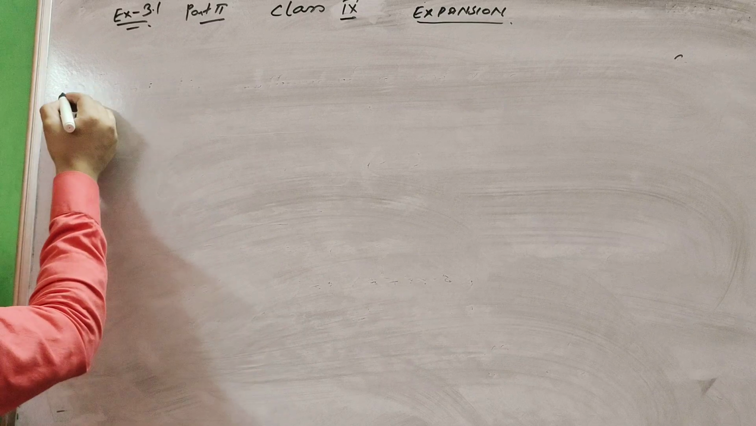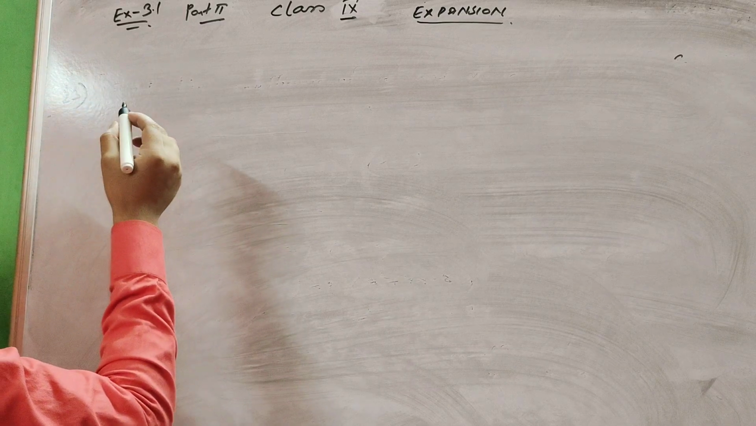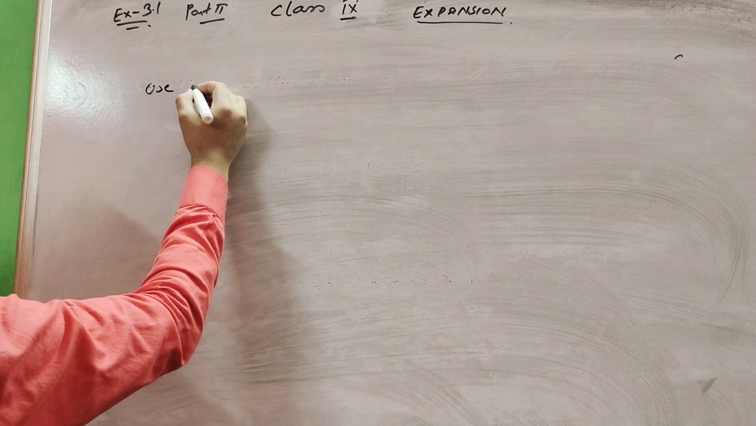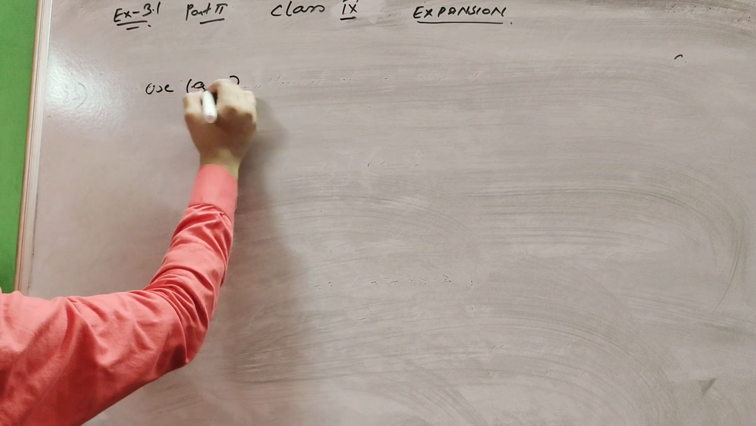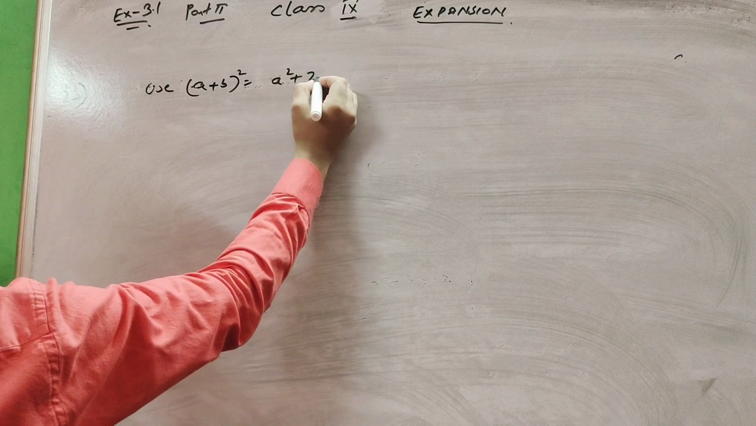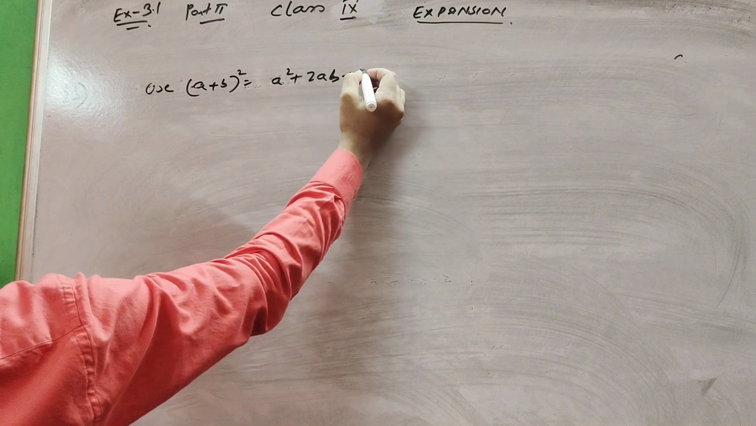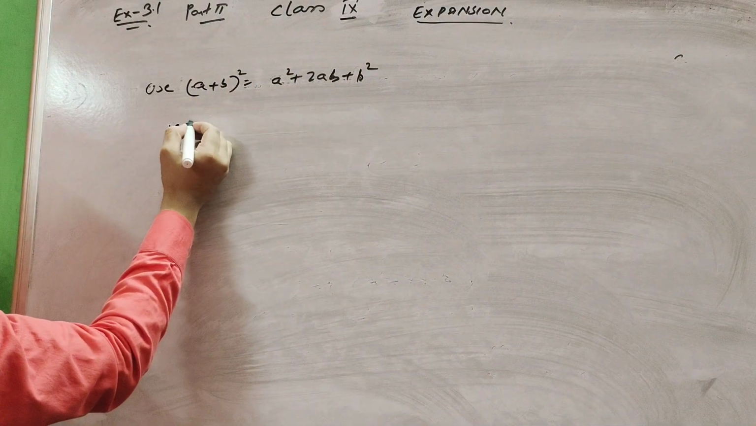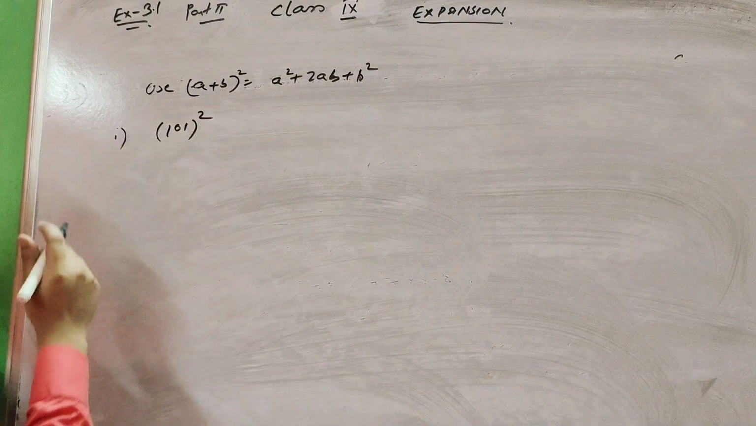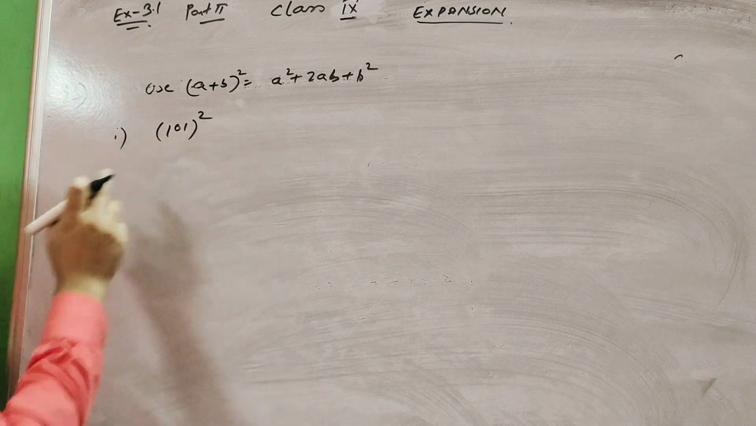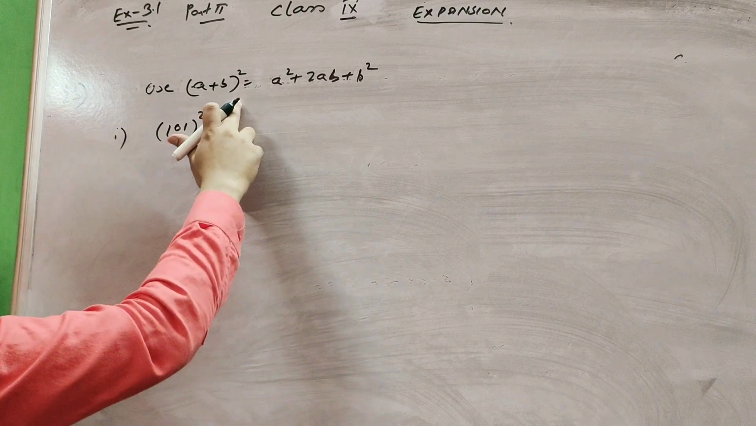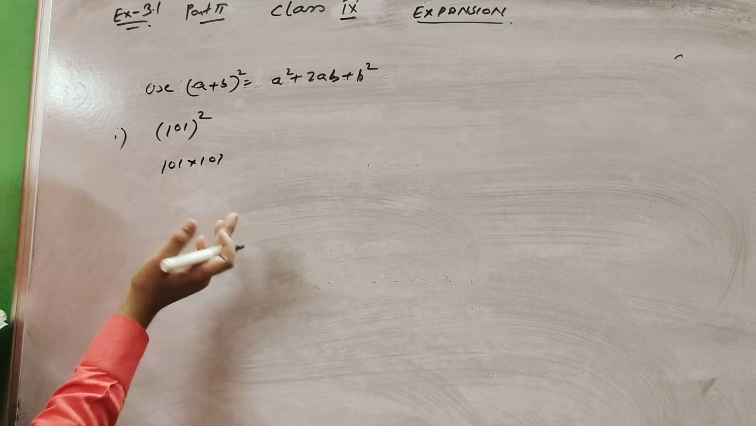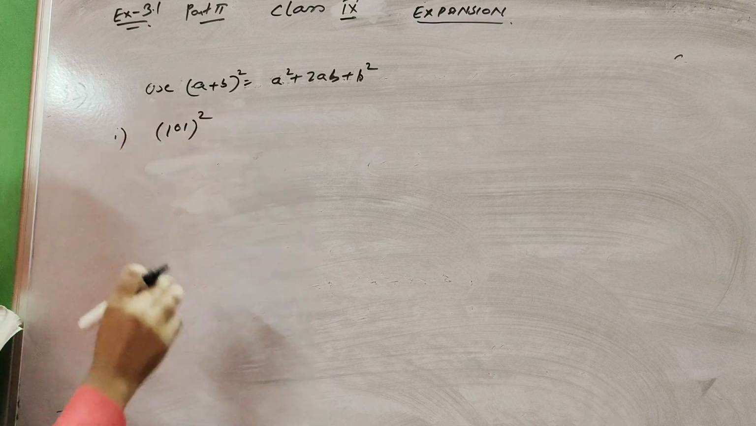Okay, question number 23. Use (a plus b) whole square, that is a square plus 2ab plus b square, and find the value of 101 whole square. That means use this formula and find the value of this one. If not using this formula, you just multiply 101 into 101 and you get the answer. But here it is clearly mentioned, use the formula.